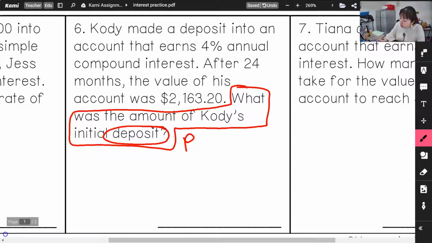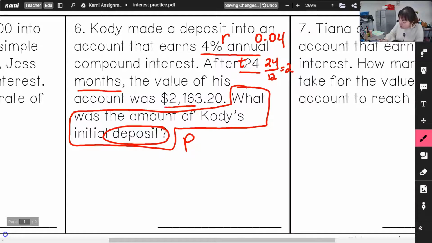Okay, it says 4% annual compound interest. This is our rate. If we change this into a decimal, remember 4% is the same as 4 cents, so this becomes 0.04, right? Then it says 24 months. This is time. Again, we can't leave it like this because this is in months, so we take 24, divide it by 12, we get 2 years.